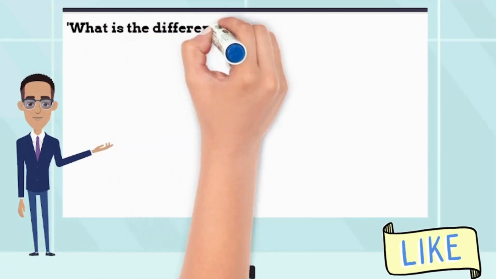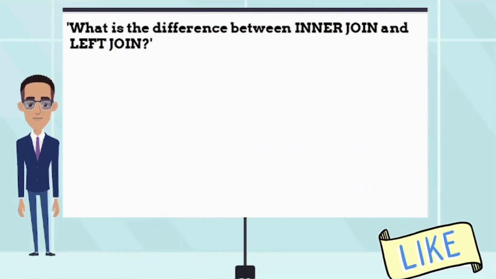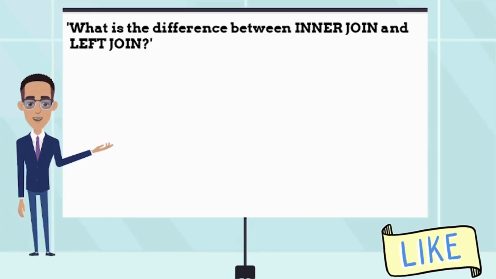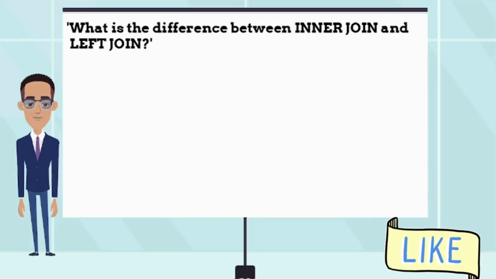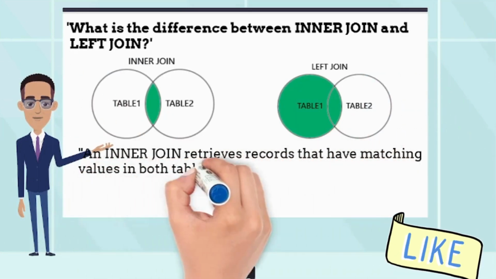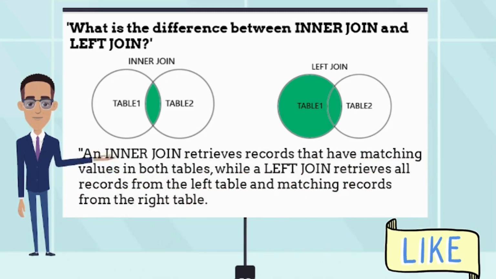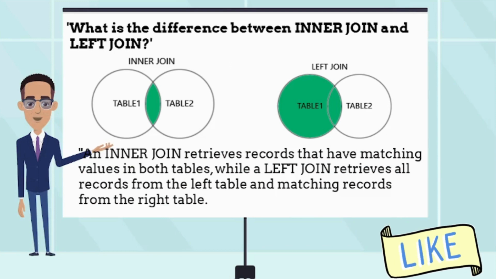Our first question is a classic one. What is the difference between inner join and left join? This is a question that often comes up in SQL interviews, especially when testing your understanding of different types of joins. Let's break it down. An inner join retrieves records that have matching values in both tables, while a left join retrieves all records from the left table and matching records from the right table. Knowing when to use each is crucial. Now, let's move on to the next question.